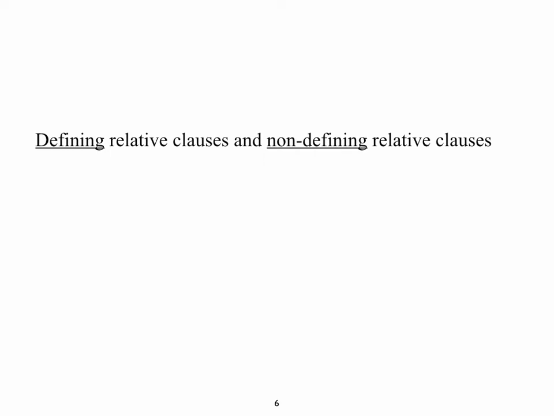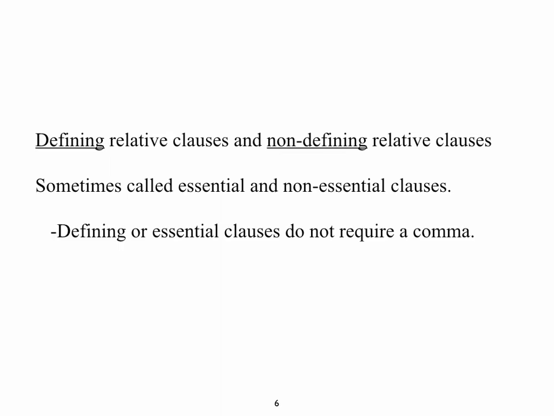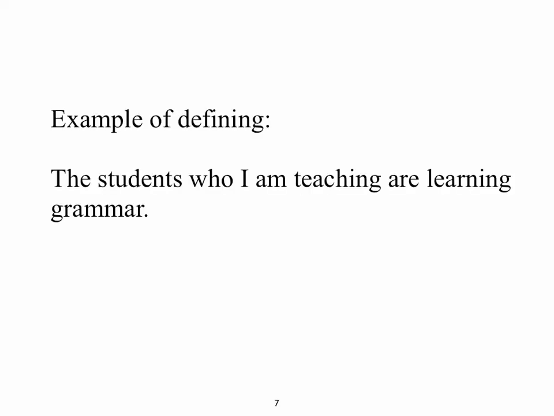The difference between a defining and a non-defining relative clause, sometimes these are also called essential and non-essential clauses. I prefer defining and non-defining because, in my thinking, a clause can still be essential to the meaning of the overall sentence or to the paragraph, but it might not define the main noun in the main clause. So I prefer defining and non-defining. Defining or essential clauses do not require a comma, whereas non-defining or non-essential clauses do require a comma. So that's a basic difference in terms of punctuation between those two. However, it does get a little bit more complicated than that.